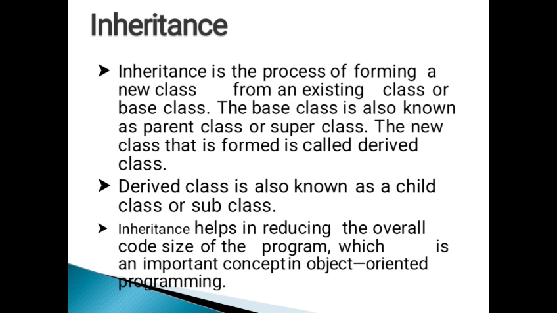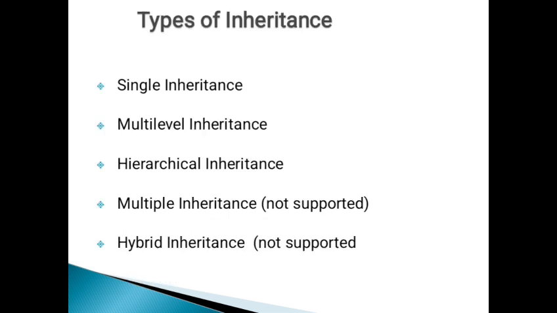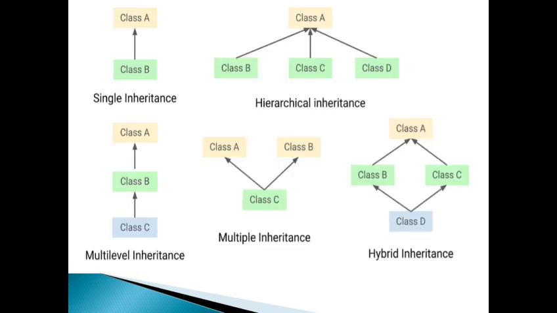Here we have several types of inheritance: single, multilevel, hierarchical, multiple, and hybrid. Single means one base class and one derived class. It is known as single inheritance. It is the process of deriving a single derived class from a single base class. We can use all the properties and methods of the base class in the derived class.